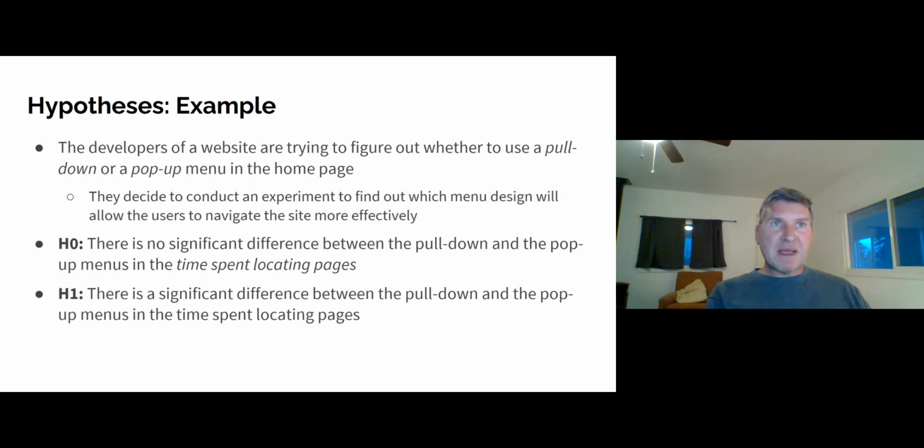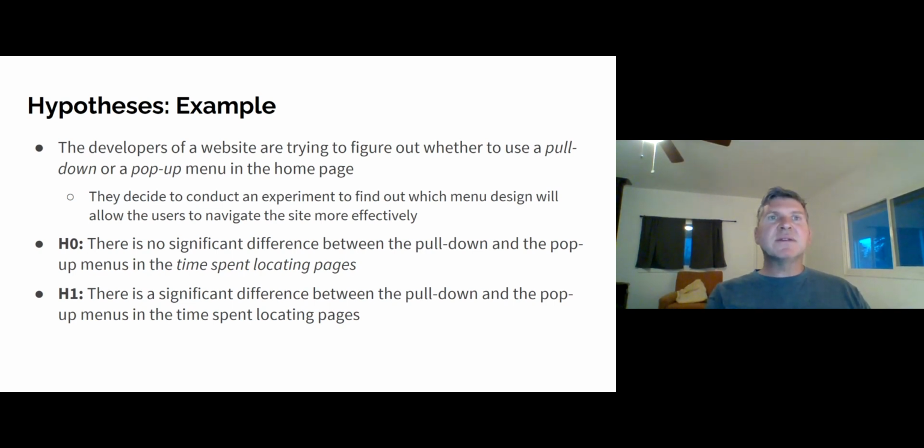Whereas the alternative hypothesis says there's a significant difference between the pull-down and pop-up menus in the time spent locating pages. So you can see here that they're both well written and in a mutually exclusive way. The only thing that is different is the beginning. For the null, there's no significant difference, and for the alternative, or H1, there is a significant difference. Both of those can't be true at the same time.